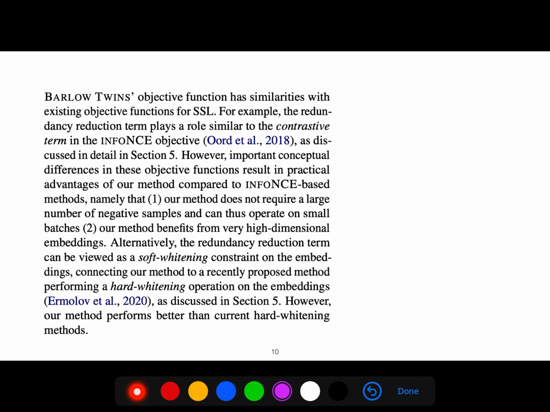It has similarities with existing objective functions for self-supervised learning. For example, the redundancy reduction term plays a role similar to the contrastive term in InfoNCE, this popular objective function. However, important conceptual differences result in practical advantages of our method compared to InfoNCE.